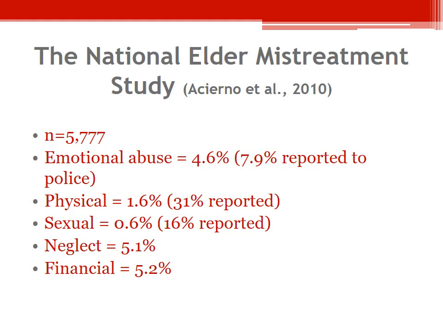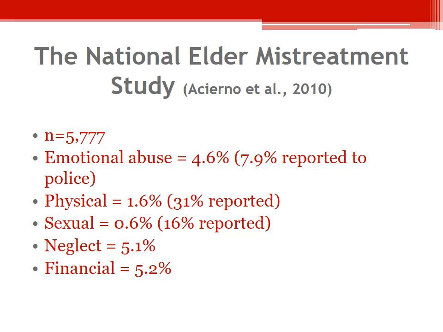One of your assigned readings for this week was the Acierno et al. article, which spells out the National Elder Mistreatment Study that they undertook. They had a total of 5,777 elderly subjects in this study. It was found that 4.6% of these subjects had suffered from some form of emotional abuse. Of those that suffered emotional abuse, a little bit under 8% actually reported it to the police. Over 92% did not report it.